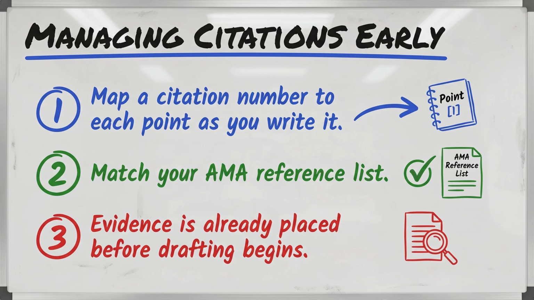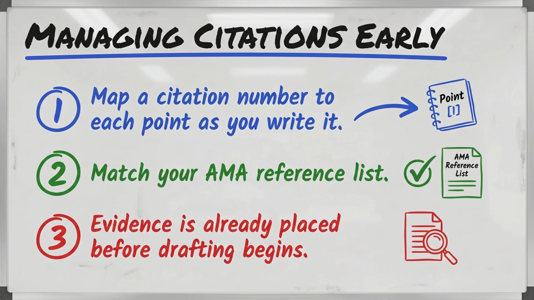A crucial part of this process and a huge time saver is managing your citations early. As you write each point in your outline, map a citation number directly to it. Make sure these numbers match your AMA reference list. This means your evidence is already linked to your arguments before you even start drafting. You won't be scrambling to find sources later, which is a common pitfall when writing under pressure.